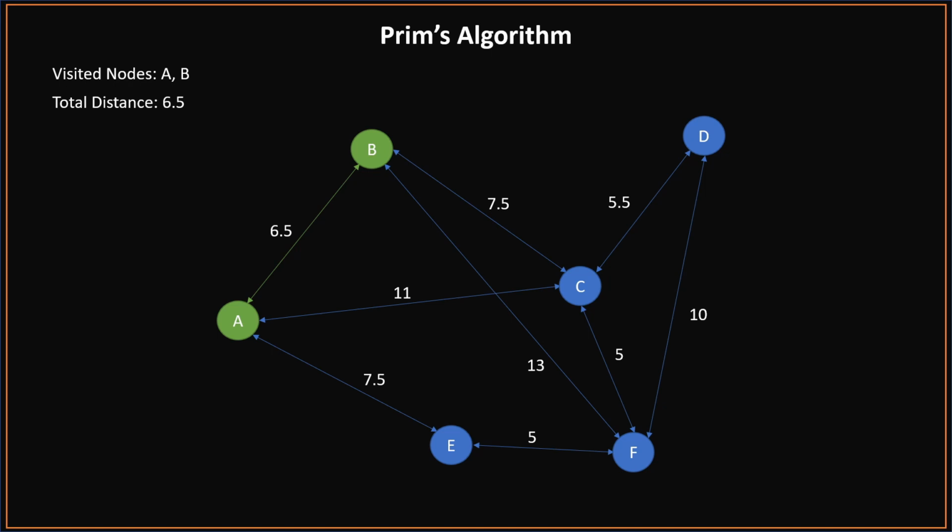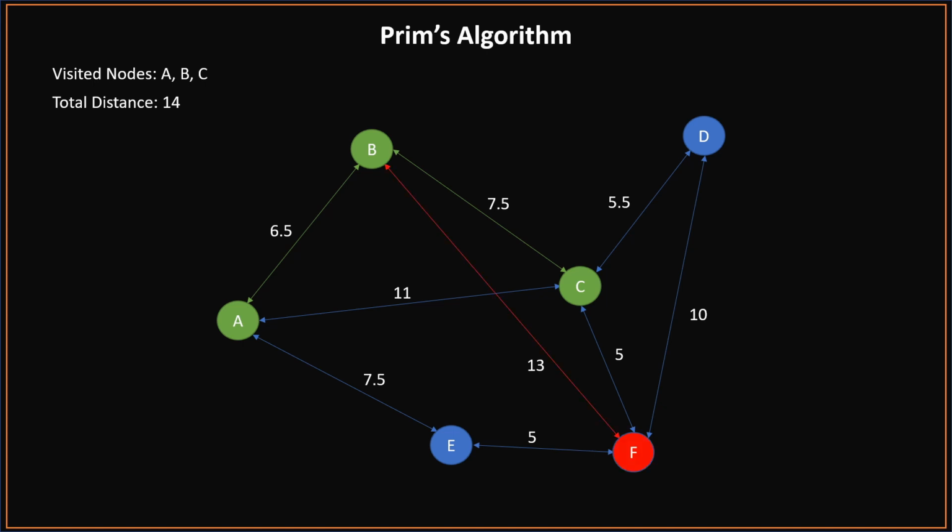We can see that B is connected to C and F, and that A is connected to C and E. You may have noticed that both BC and AE have the same distance. It doesn't matter which one we choose, and in this example we'll be going with B and C. Now we'll repeat the process once again.